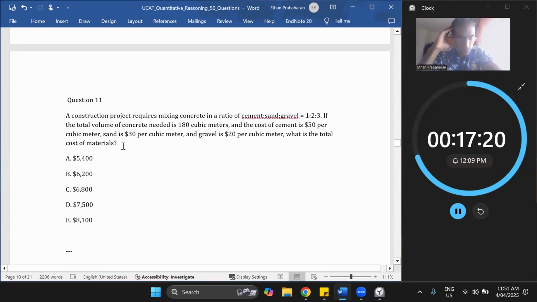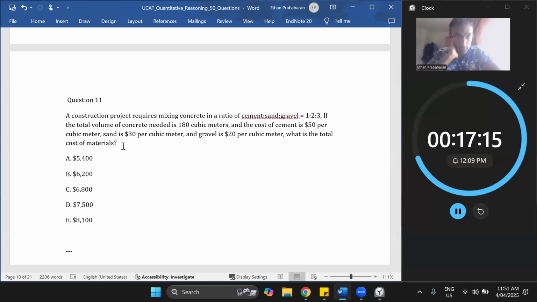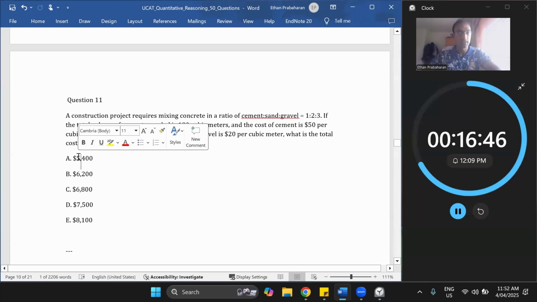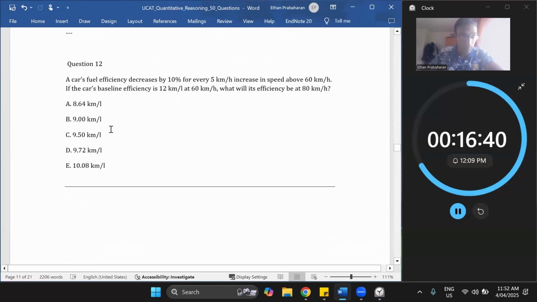Total cost of materials. Okay. Total volume of concrete is 180 cubic. Cost of cement is 40, 50. So cement is a sixth. So it's 30 cubic meters of cement. 30 times 50 is 1,500. Sand was a third. A third of 180 is 60. So that's 1,800. Gravel is 20. And that's a half. So half of 180 is 90. 90 times 20 is 1,800. So that's a total of 3,600 plus 1,500, which is 5,100. Again, I've got none of these. I can probably check that if I have time, which I probably won't.